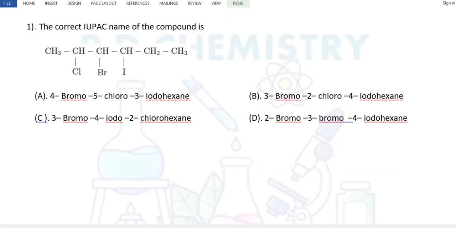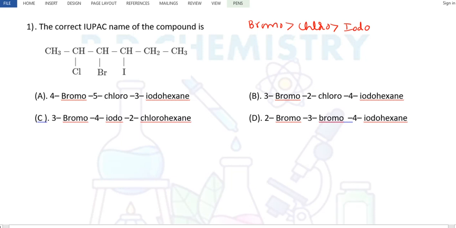Question number 1. The correct IUPAC name of the compound is. We have got a carbon chain where there are halogen atoms attached. We have got chlorine, bromine, iodine. So according to alphabetic order, bromine should come first, bromo, then should come chloro, then there should be iodo. Also, the carbon carrying the halogen should get the lower number.